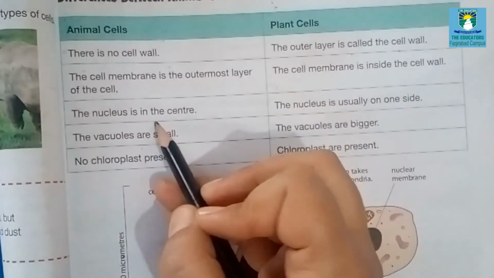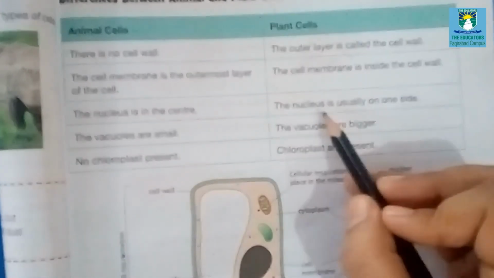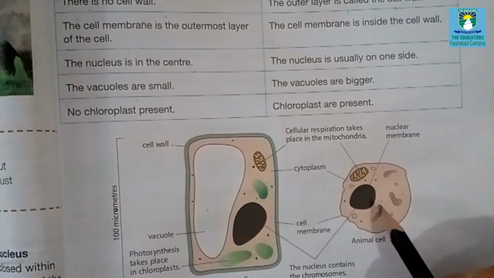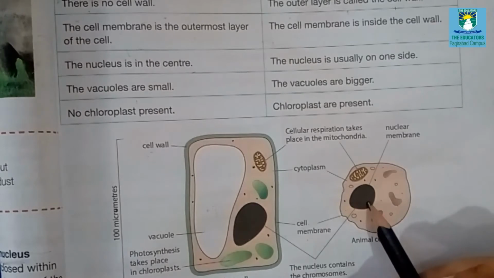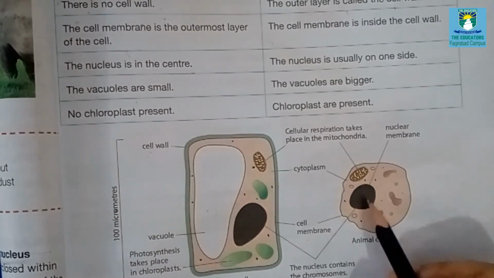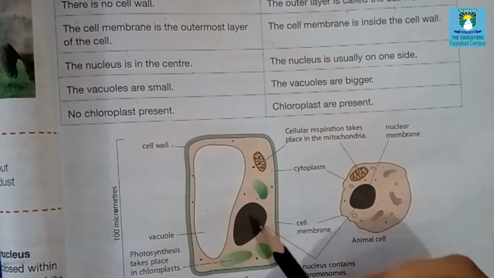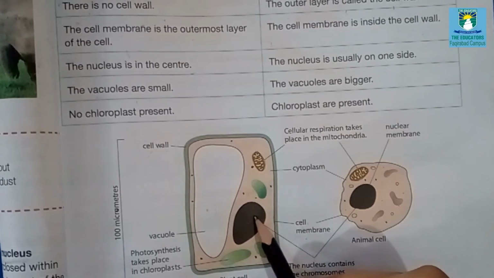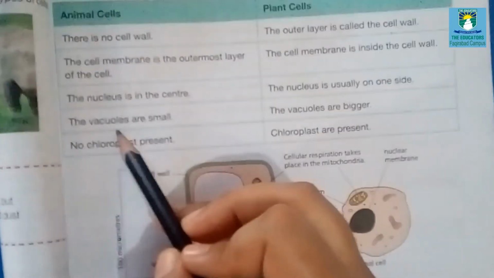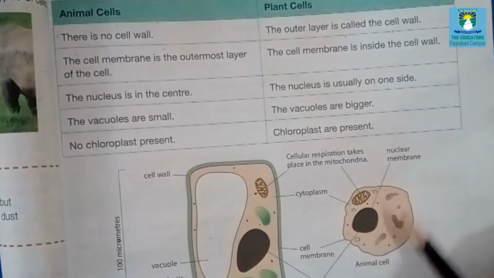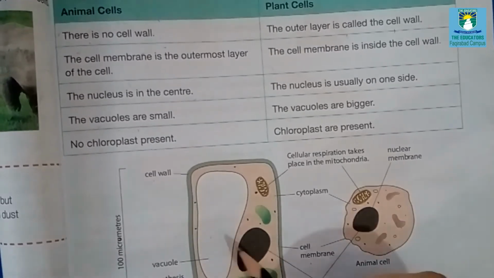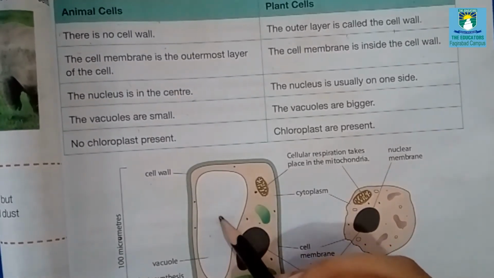Third difference is, in animal cell, the nucleus is present in the center. But in plant cell, the nucleus is usually on one side. Fourth, in animal cells, the vacuoles are small, but in plant cell, the vacuoles are bigger.